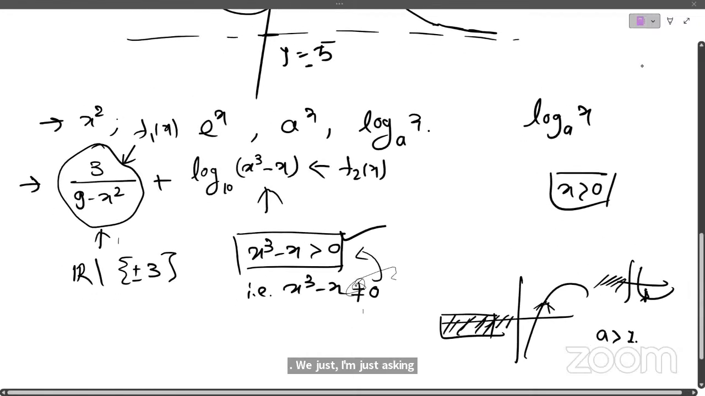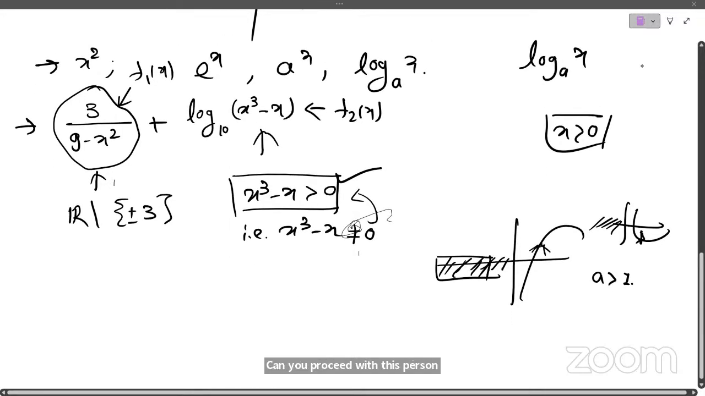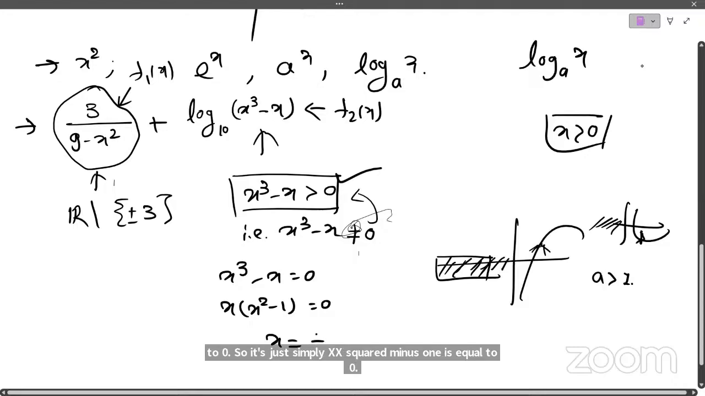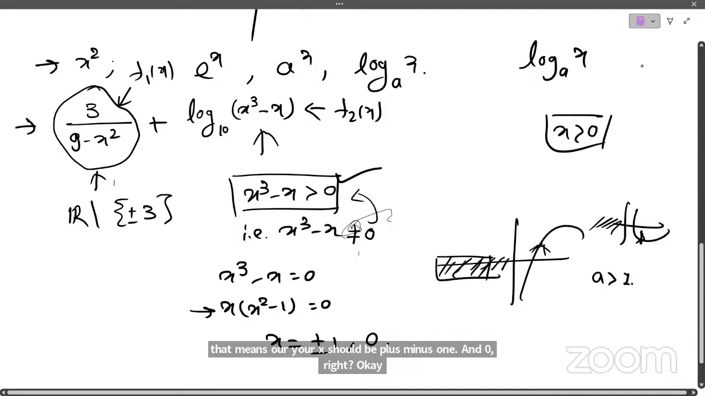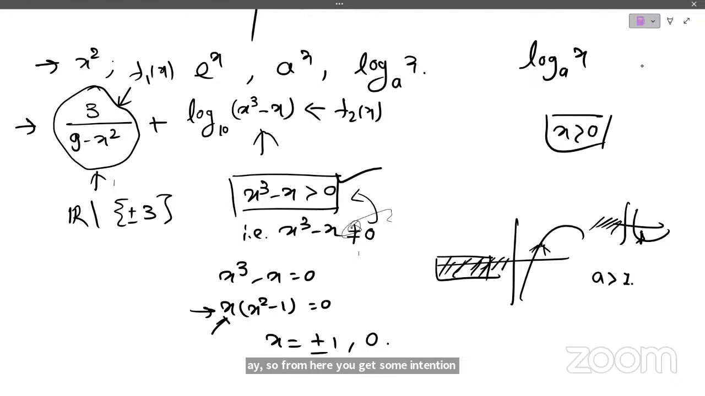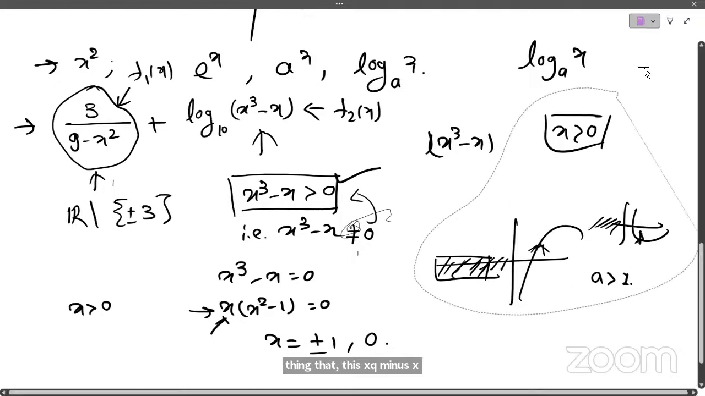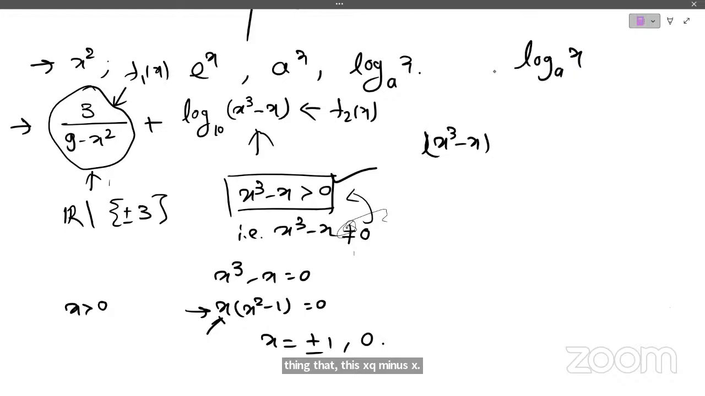Ma'am, can you proceed with this question? Okay, so first of all, where x cube minus x equals 0, it is simply x square minus 1 equals 0. That means x should be plus minus 1 and 0, right? So from here you get some intuition. Now, x cube minus x is some sort of increasing function, right?